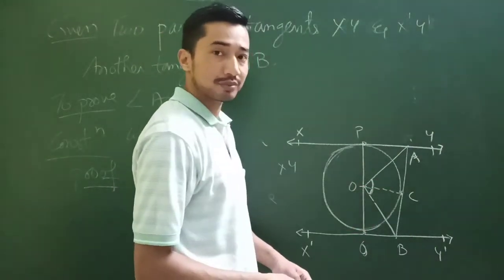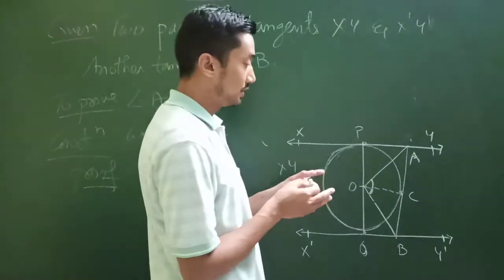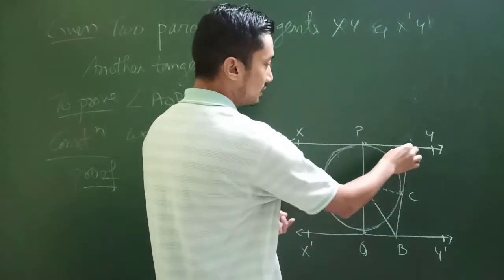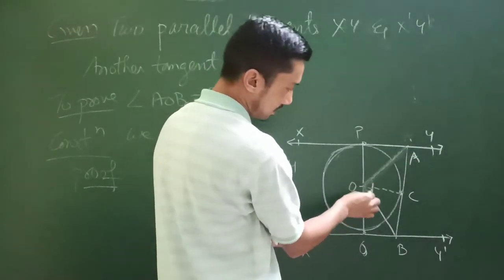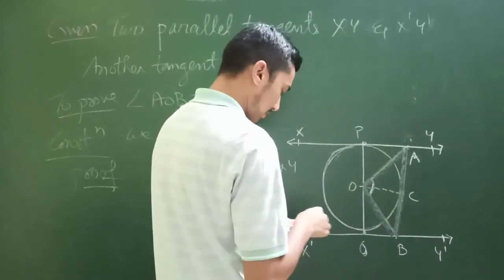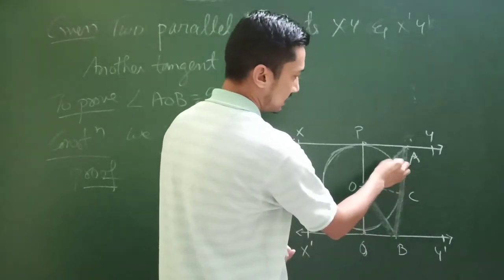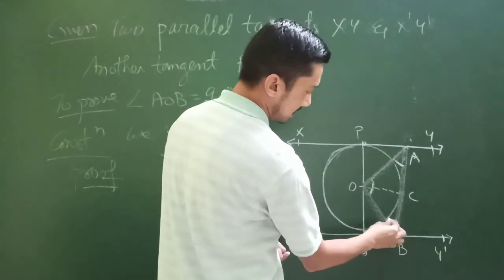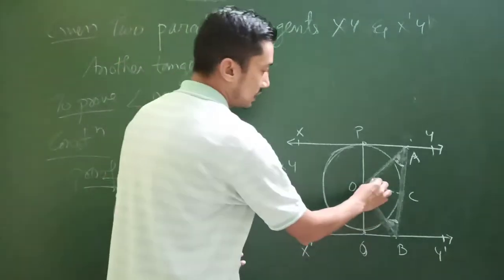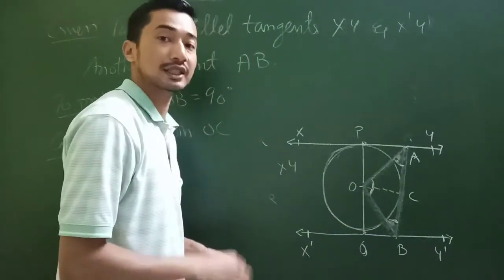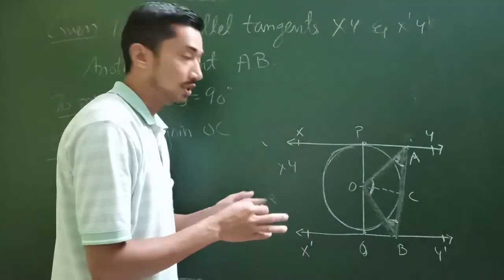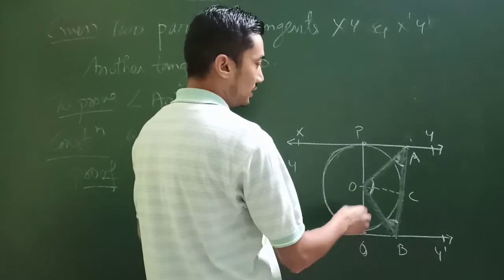There can be many ways to prove, but today the approach that I'm going to use is, somehow, in the triangle AOB, if I can find out that the sum of angle A and angle B is 90 degrees combined, then automatically this third angle will be 90 degrees. That's what I'm going to try to do here. How? That's also very simple again.